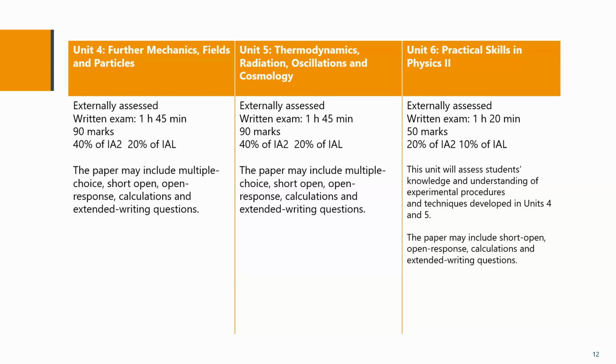When we look in more depth at assessment in tomorrow's session, we'll be going through examples of those sorts of questions and how they're marked. Unit 6 exam is slightly different again. It reflects Unit 3, so it's assessing students' learning of experimental procedures and techniques that they developed through Units 4 and 5. It's a slightly shorter written exam again, 1 hour 20 minutes, and it accounts for 50 marks, 20% of the IA2 or 10% of the full A level.